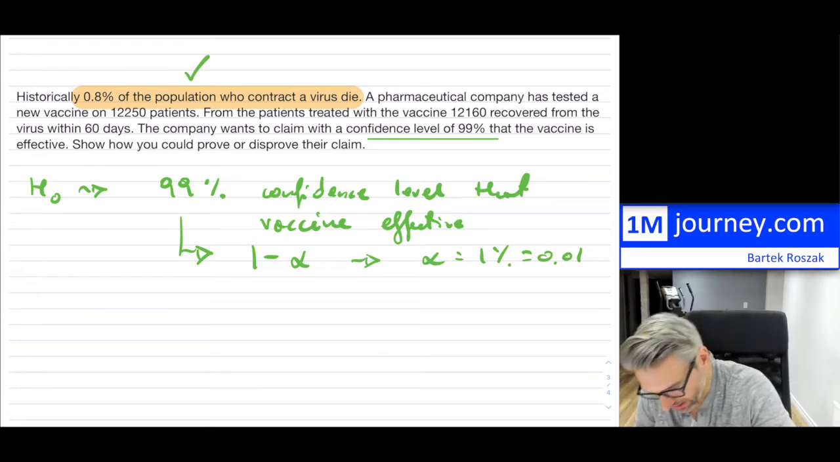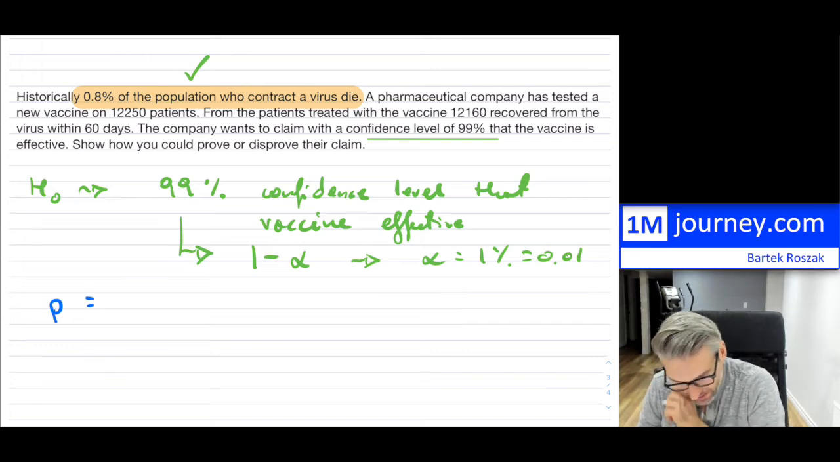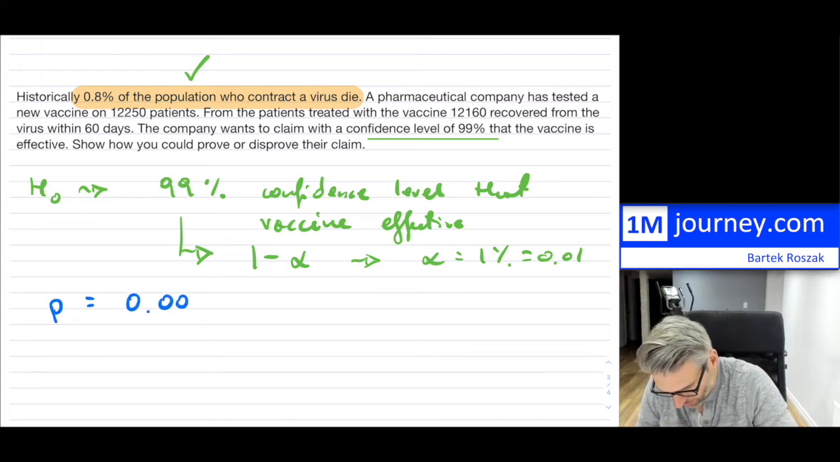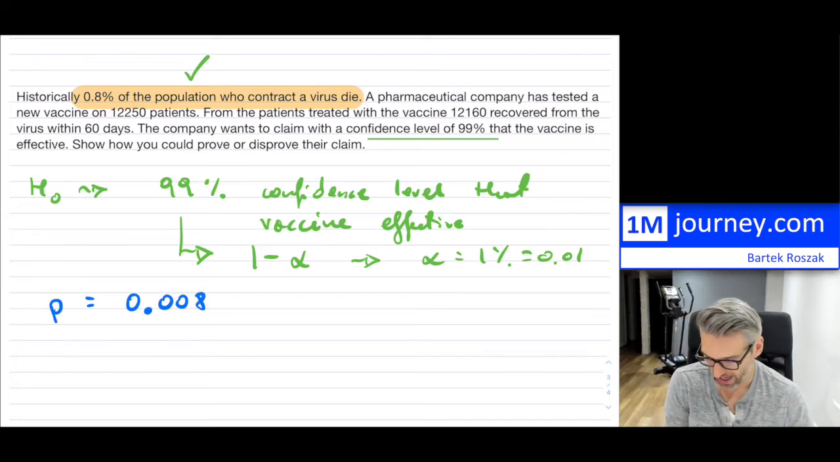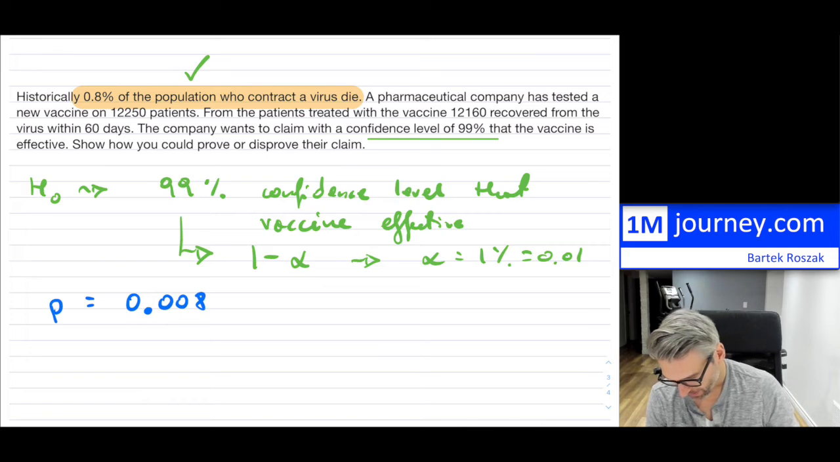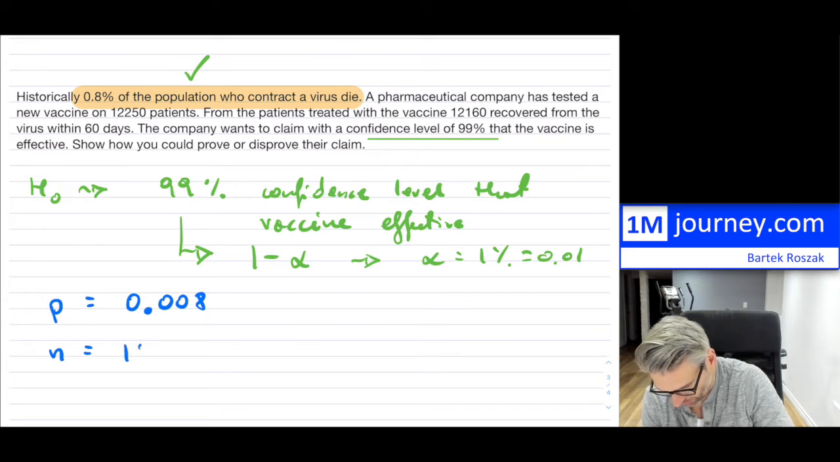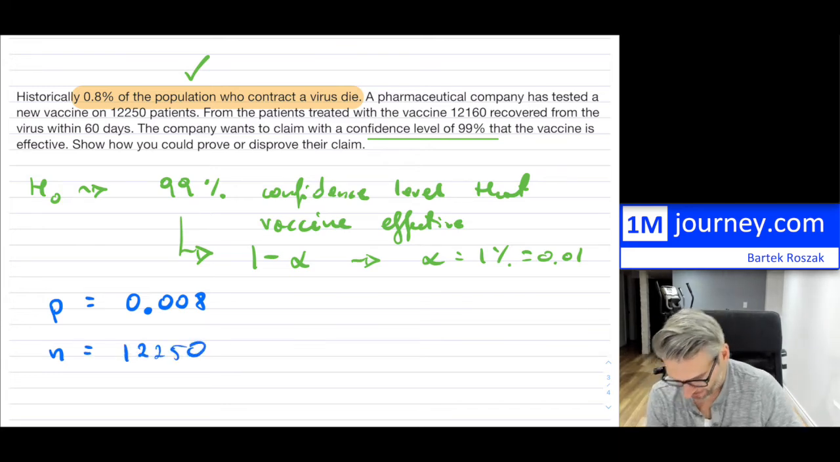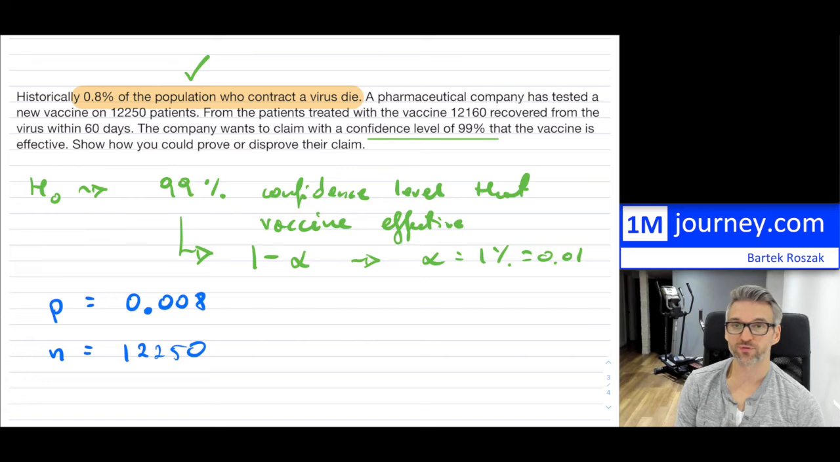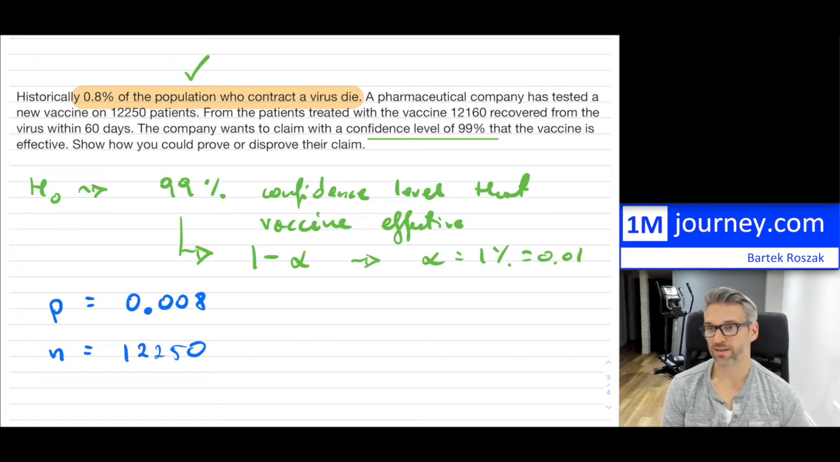Now it is a little bit different than the previous example. Here our probability is 0.008. I'm just changing the percent back into a decimal. So that's my probability. And n, the total, is 12,250. That's the total number of data points we have in terms of patients.